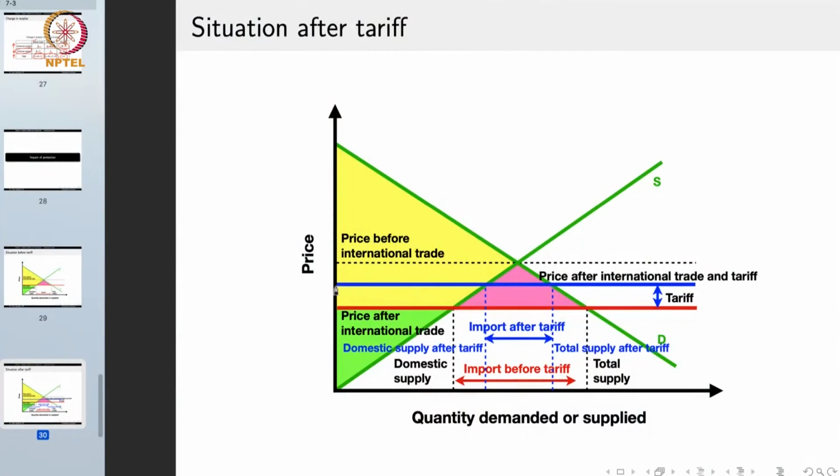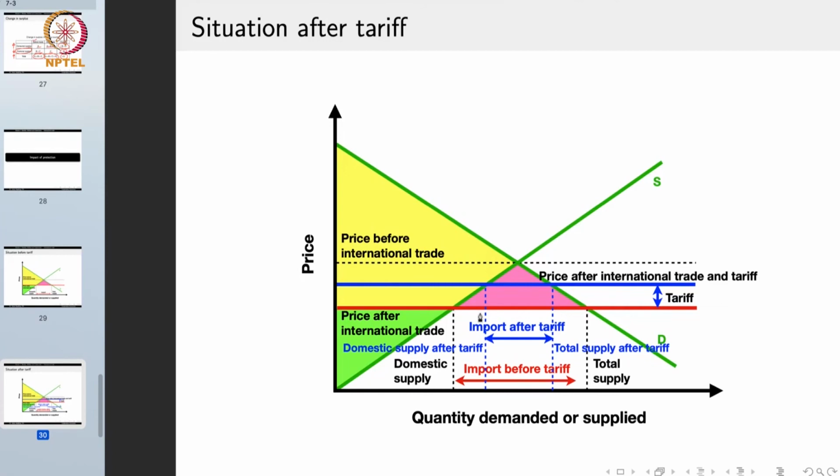So this is the price after the international trade and with the tariff. So this is the price before the international trade, or the domestic price. With the international trade, the price came down, but with the tariff, it increased again, but it is now between the domestic price and the international price.